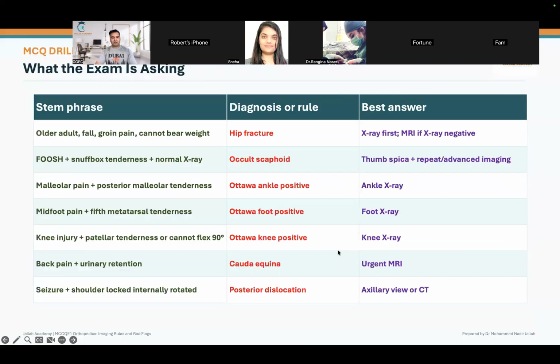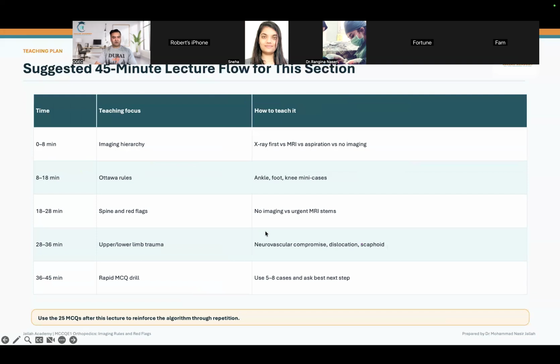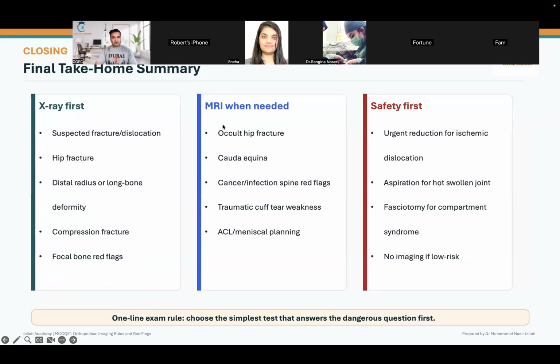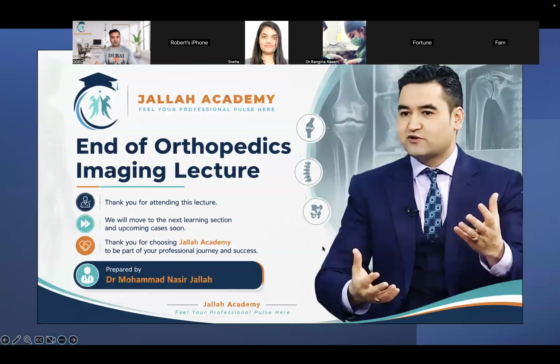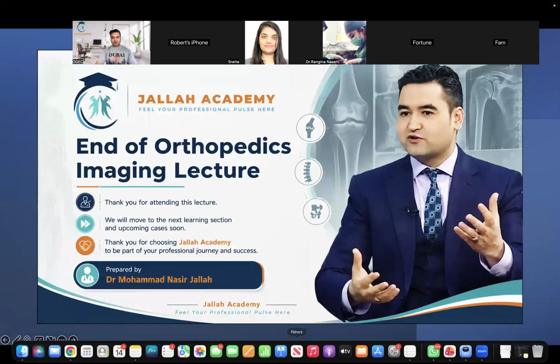So these are all repeated, the same phrases. Now, this is how they're going to give you an example. I think we did cover this part, right? We did cover it. So first MRI, we did this as well. This is the one for the knee rule, and this is the MRI indication for the knee. Thank you very much. Let's do a few cases.